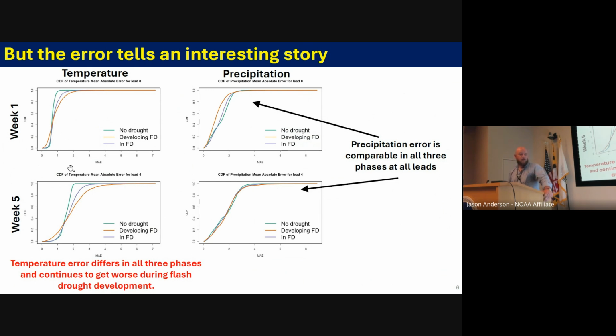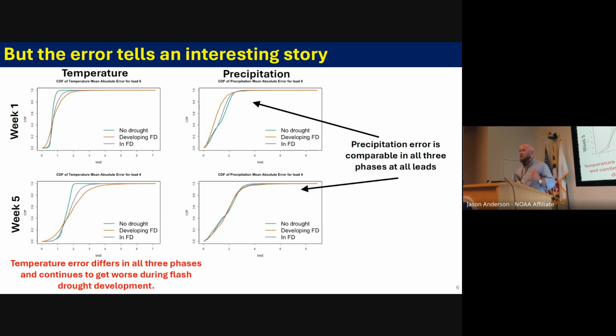But then when we get to week 5, you can see that all 3 error regimes have shifted to greater error as time goes on, but they've also remained separated. So we found this to be a very interesting result: while the error grows, the error in the developing flash drought period tends to grow faster than when there's no drought present or a flash drought present.